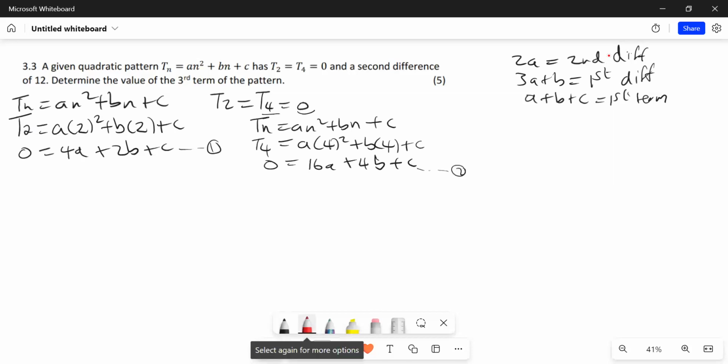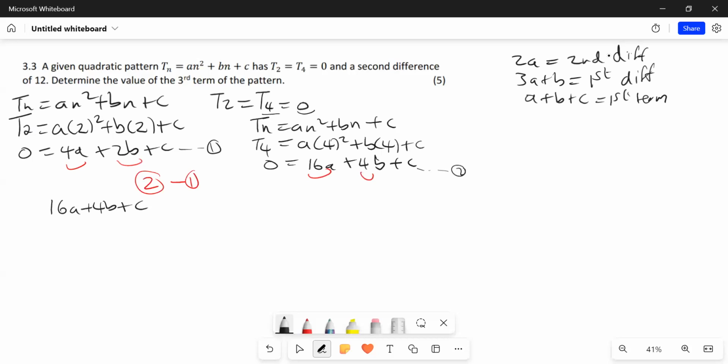So now we need to apply the elimination method. If you check, 16 is greater than 4, and then 4 is greater than 2. So we need to say equation 2 minus equation 1, right? So we have 16a plus 4b plus c, minus 4a plus 2b plus c, equals 0.